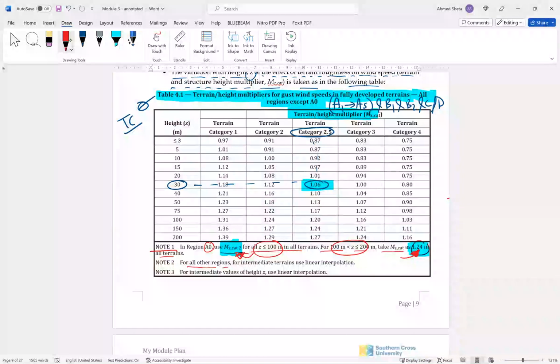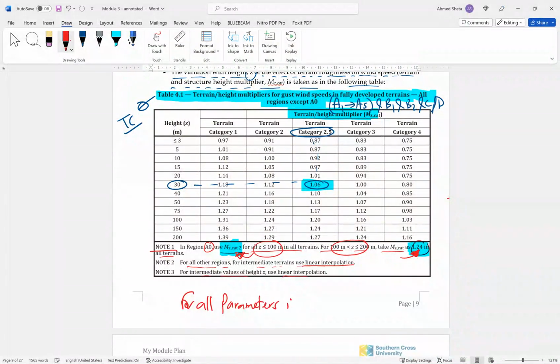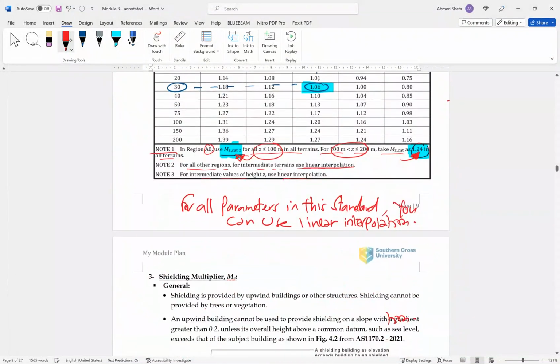For all other regions, for intermediate terrains, use linear interpolation. For intermediate values of Z, use interpolation. So for all parameters in this standard, you can use linear interpolation if you have a value intermediate between two values.